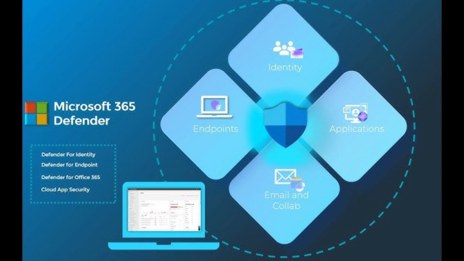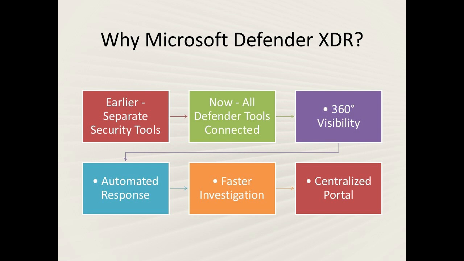Earlier, Microsoft had separate security products, like Defender for Endpoint, which covers your devices. Then Defender for Office 365, which covers email and collaboration. The third one is Defender for Identity, which covers on-premises AD attacks. And the fourth one is Microsoft Defender for Cloud Apps, which protects your SaaS and cloud applications. So Microsoft Defender XDR brings all these things together in one single platform for better visibility, faster investigation, and automated response.